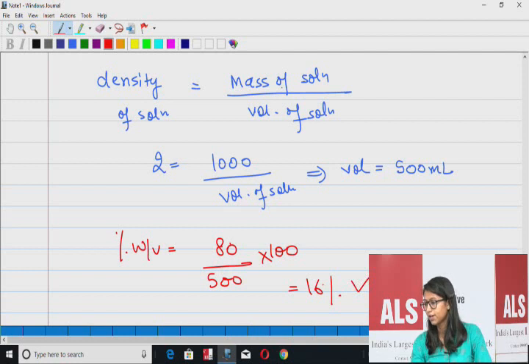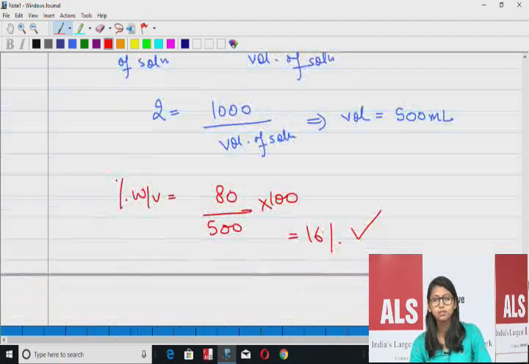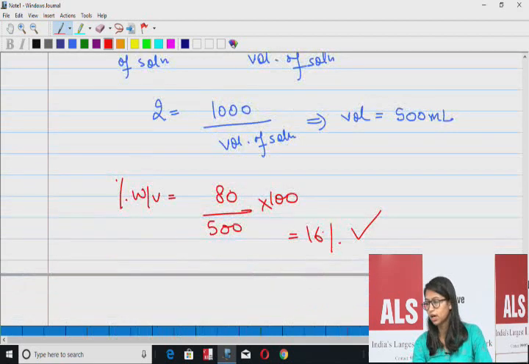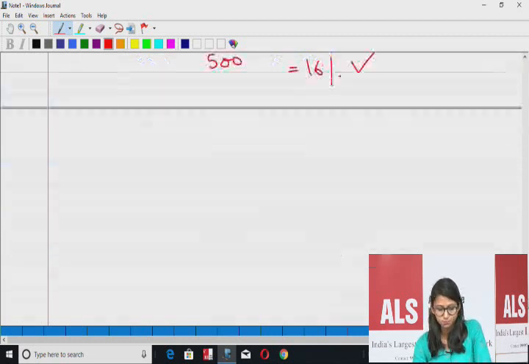16% is the answer. Very good. Understood now everyone? Any doubt anyone? Any of the centers having any doubt? Then let me tell you one more interesting thing.